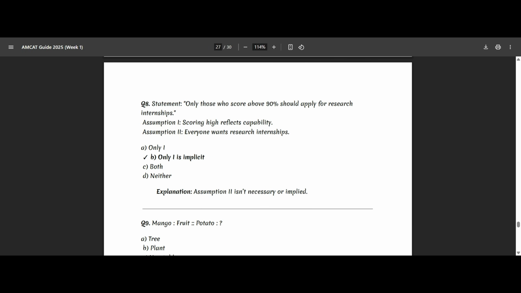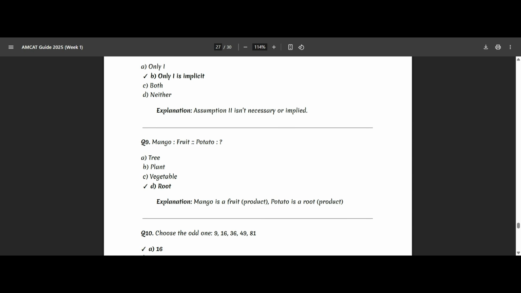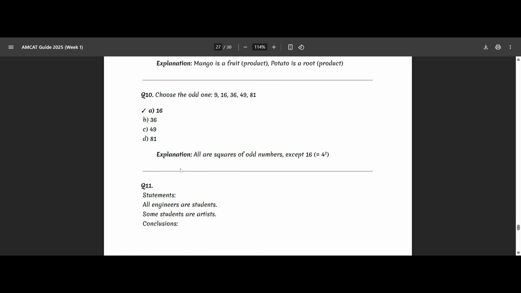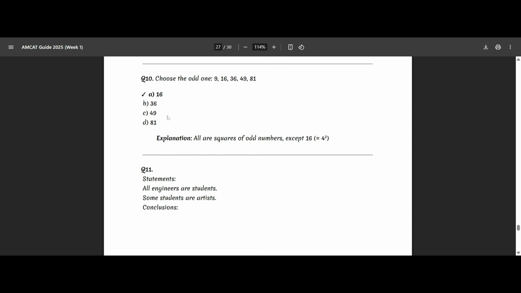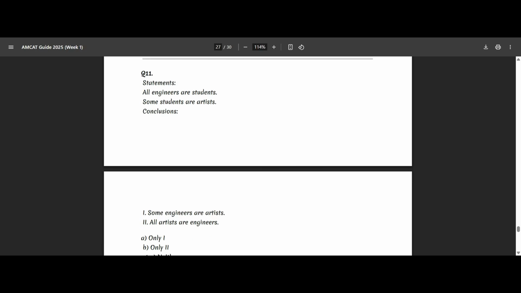Statement, assumption 1, assumption 2, then mango is to fruit, then potato is to root product, not vegetable. Okay. Choose the odd one: 9, 16, 39, 36, 49, 81. It is 39, because this is 3 square, this is 4 square, this is 6 square, this is 7 square, this is 9 square. Okay. So, sometimes erroneous questions are there. You might even have seen this during the test. That is just so that nobody is getting total marks. Okay, there's always scope for improvement.